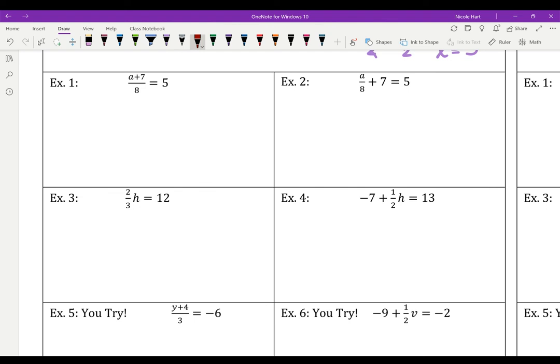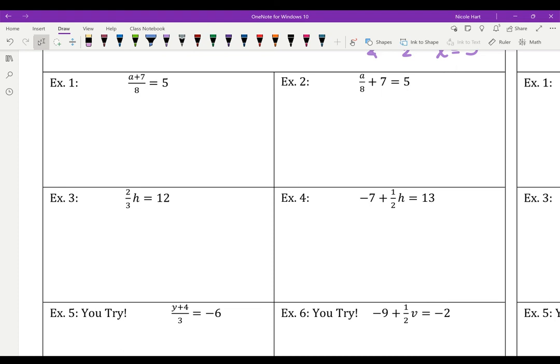Okay guys, I'm going to go through a couple of examples to show you all of the different ways that this can happen. So looking at example 1, we have a plus 7 with 8 on the bottom. So that's a plus 7 divided by 8 equals 5.